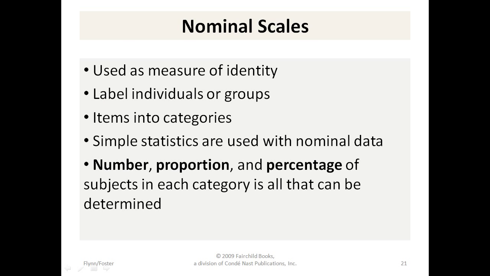And nominal scales is a measure of identity, and it's not numeric. So it would be name, age, color. An example of this in retailing would be different washes of jeans would be classified as 1, acid wash, 2, stone wash, 3, garment dyed. And this is considered not numeric because you're only giving numbers to it to be able to run simple statistics. So you can find the proportion or the percentage of subjects that liked acid wash or stone wash.